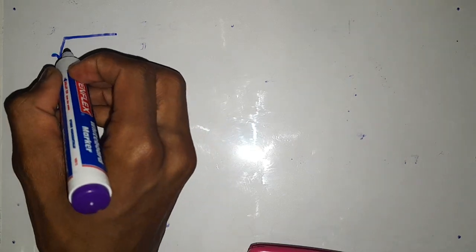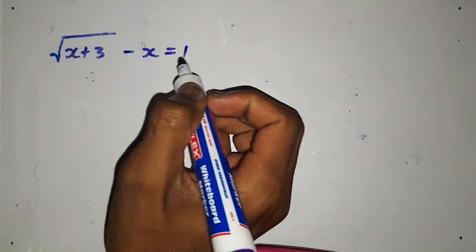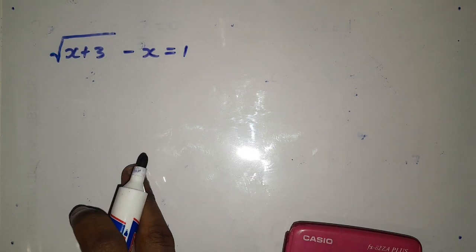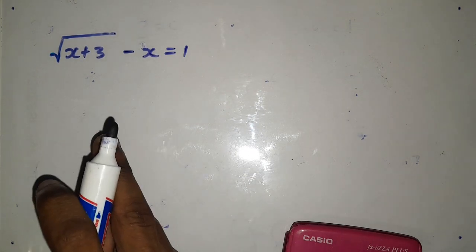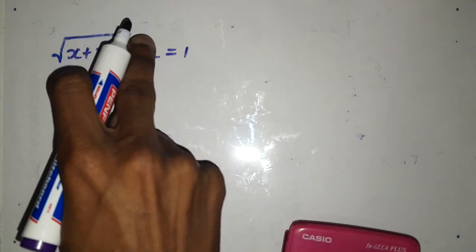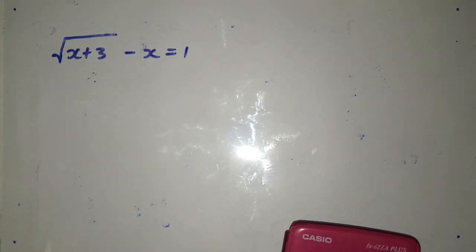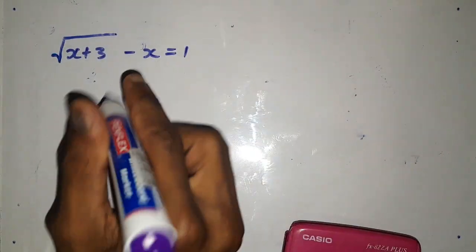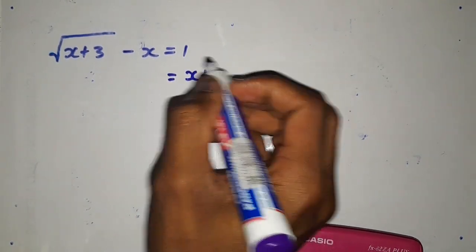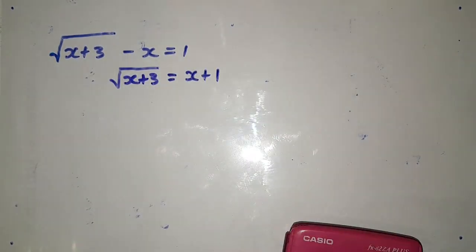Let's say we have the square root of x plus 3 minus x equals 1. Then I decide to ask you the question to solve for x for this one. The aim when you come across a radical equation, the one with the root, you must isolate the root to the left hand side and take everything to the right hand side, like this x. Let us take this x to the right hand side. It's going to be plus x. Then you are going to remain with the square root of x plus 3.